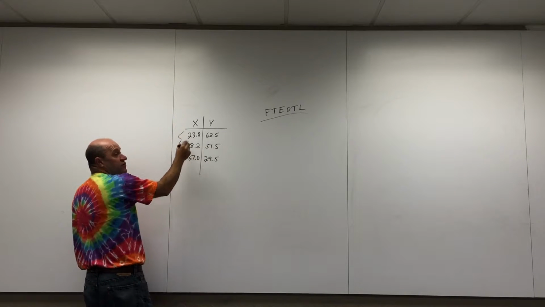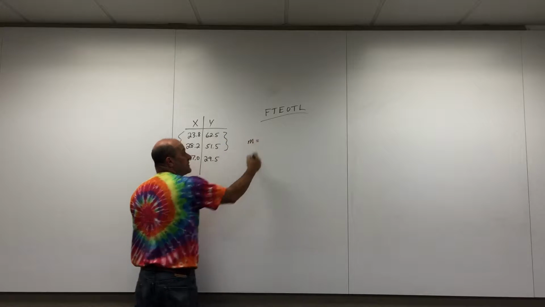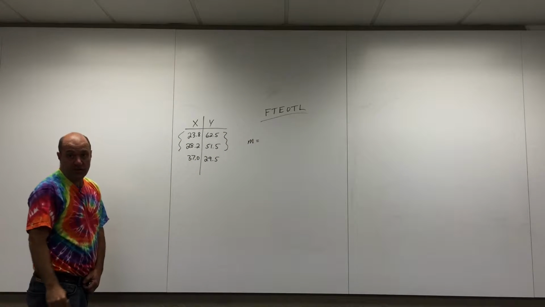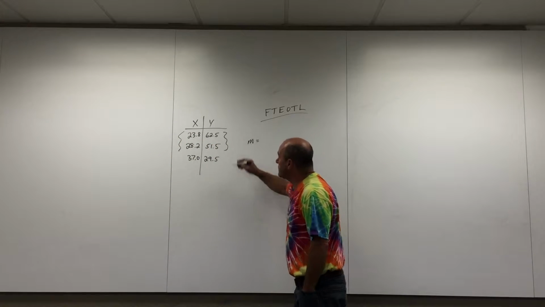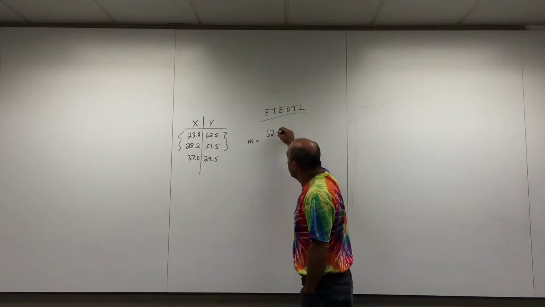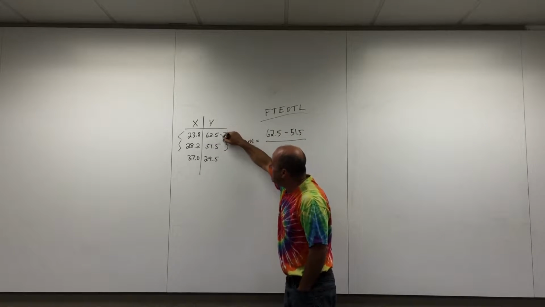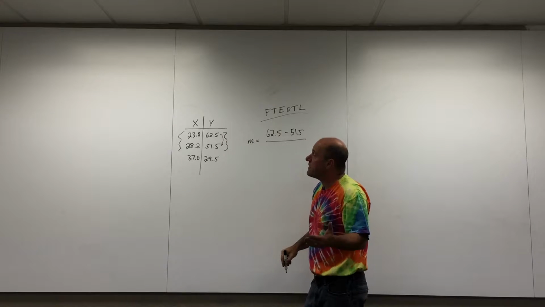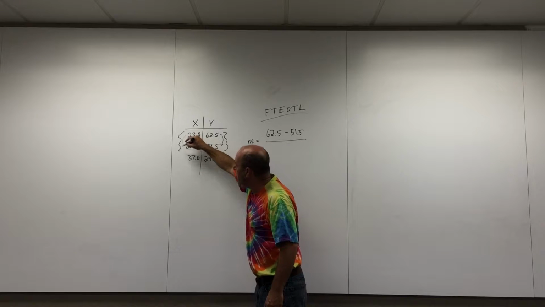I'll just use these first 2 points, and I'll do my slope. My slope is the change in y over the change in x. So I have to subtract, however I want to do it. Listen, I'll do it this way. I'll do 62.5 minus 51.5. But if I subtract my y's that way, then I better subtract my x's that way. So I have to subtract my x's that way.